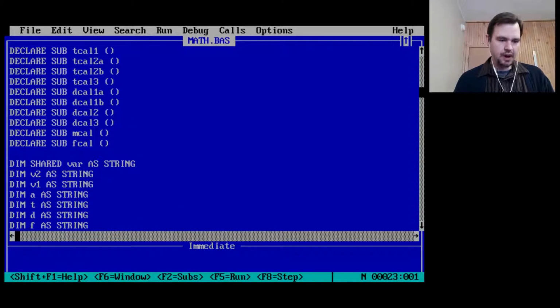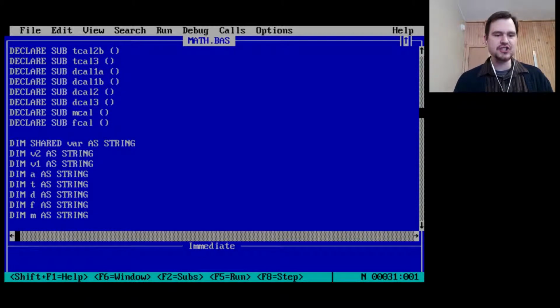Okay, dim var V2, V1, A, T, D, F, M, all as strings. Why are they all strings? That is a very dumb thing to do.